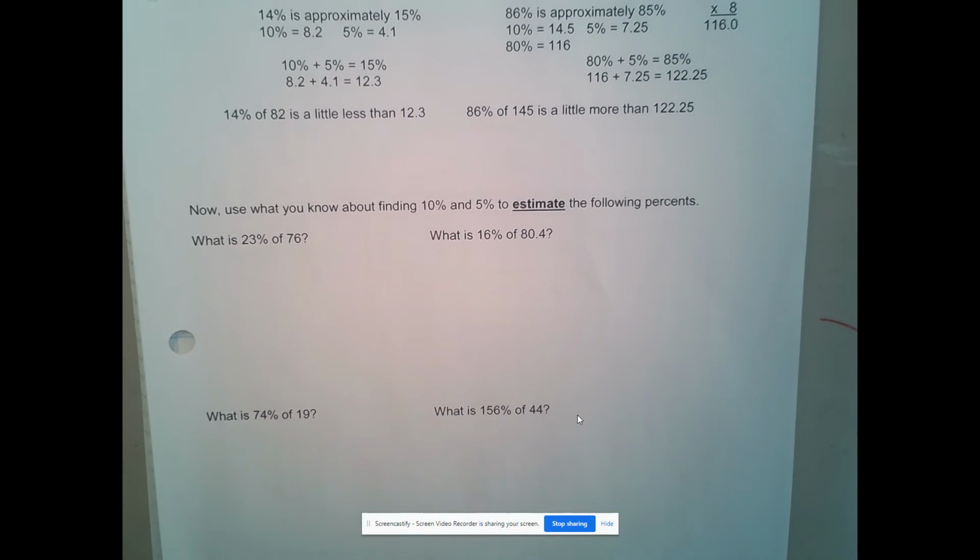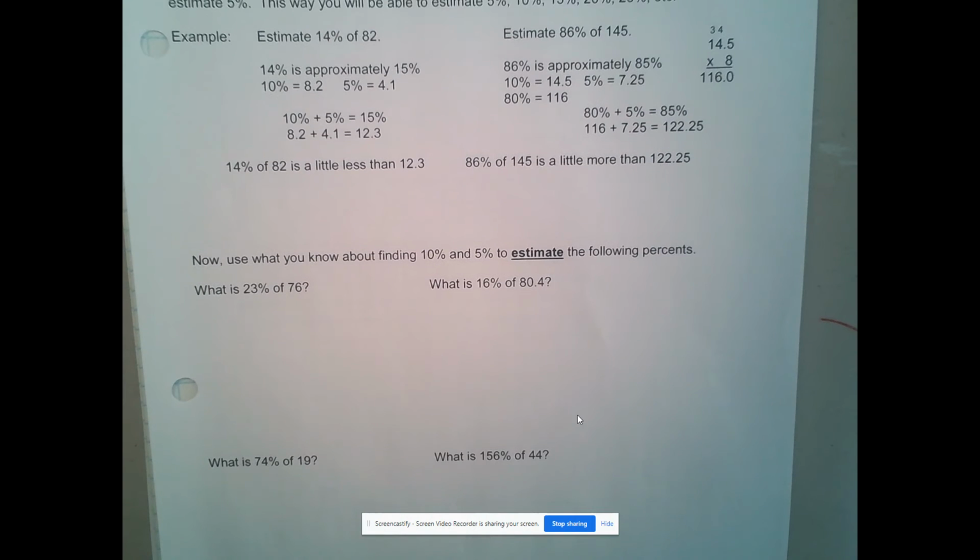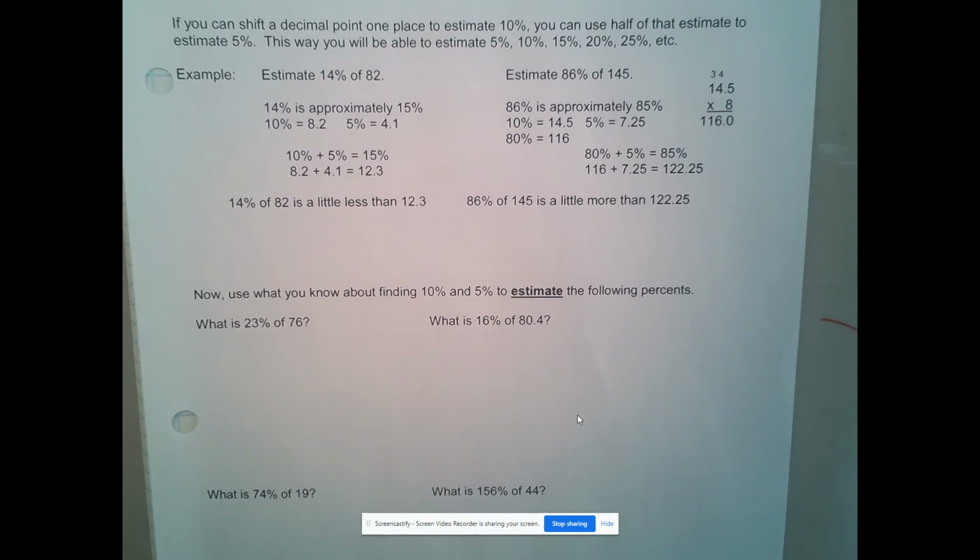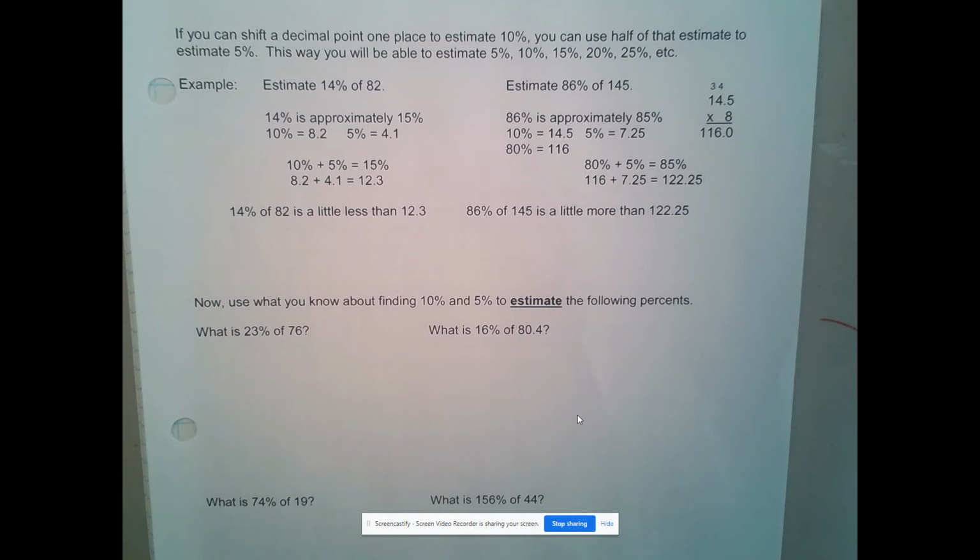So we can also find things that are multiples of 5. Okay, so on the back, it says you can shift a decimal point one place to estimate 10%. You can use half of that in order to estimate 5%. So we don't have to just do 10s, 20s, 30s. We can do 5, 10, 15, 20, 25, 30, and so on.